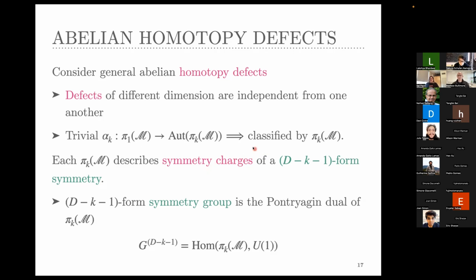Because the homotopy defects are classified directly by pi k, the symmetry charges of the emergent symmetry are also described by pi k. So pi k describes the symmetry charges, and the homotopy defects are codimension k plus 1, so it'll be a d minus k minus 1 form symmetry. And these are always going to be abelian, by the restriction we're looking at. So the symmetry group describing this d minus k minus 1 form symmetry is given by the Pontryagin dual of the kth homotopy group. So if pi k is Zn, this will be like a Zn symmetry. If pi k is Z, this will be like a U1 symmetry, which actually covers that example with the topological currents we saw a little while ago.